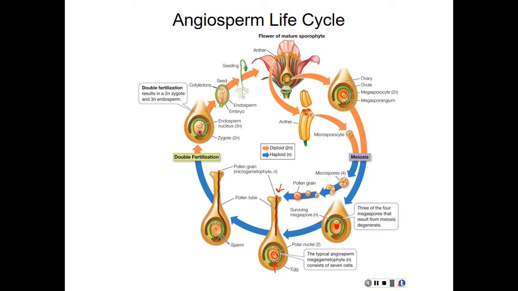So the fertilized egg will become the zygote. The fertilized polar nuclei is going to become what we call the endosperm. And you can see 3N, this is triploid, because there were 2 nuclei, and then we're going to fuse a 3rd sperm nucleus to it. So it actually is triploid, 3 sets of chromosomes. This endosperm is going to be the food source for the developing zygote.